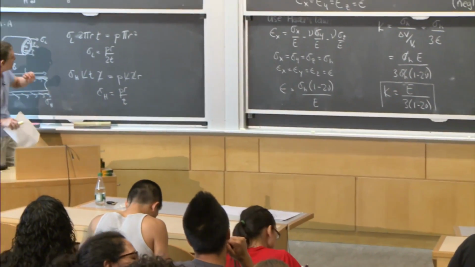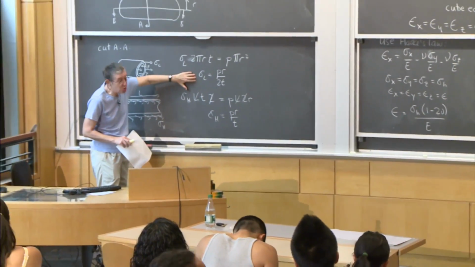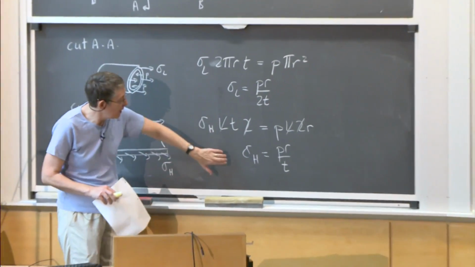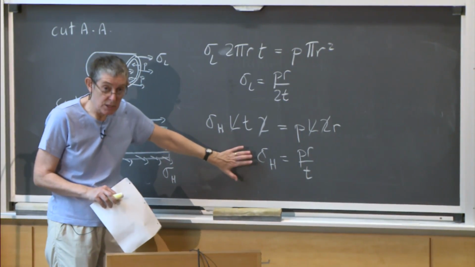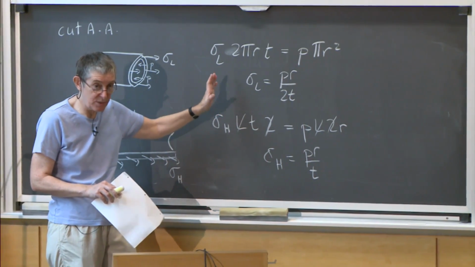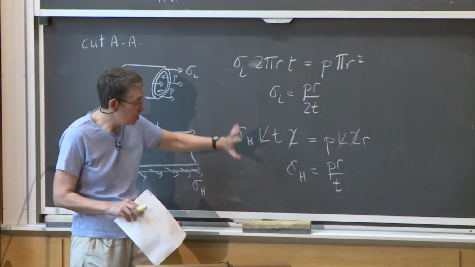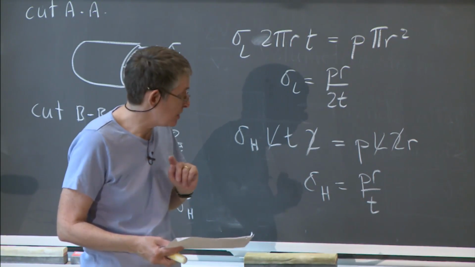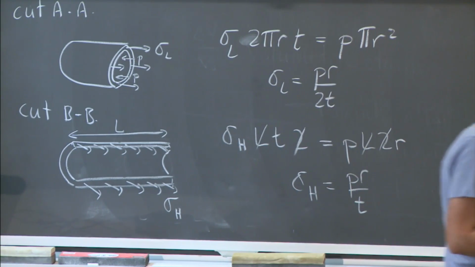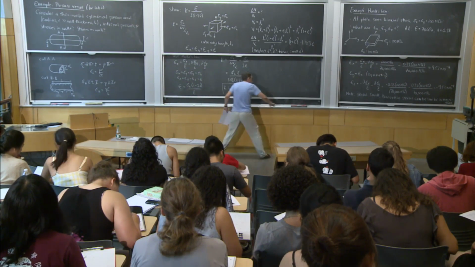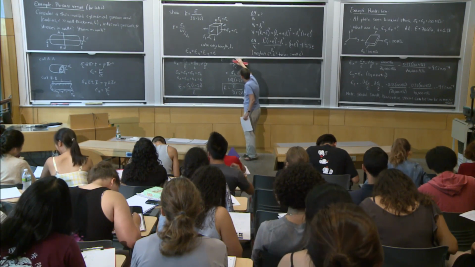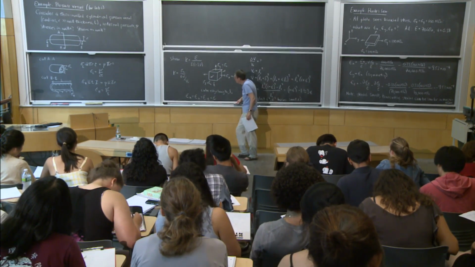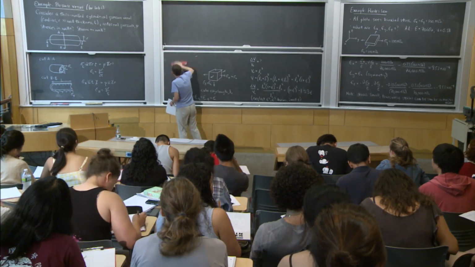But let me get back to the point. The point is that the longitudinal stress is PR over 2t, and the hoop stress is PR over t. So the hoop stress is always twice the longitudinal stress. Okay? So the hoop stress is the biggest one. And someone asked, what about the stress in the third direction? And there is a radial stress too, and we can have a look at that.